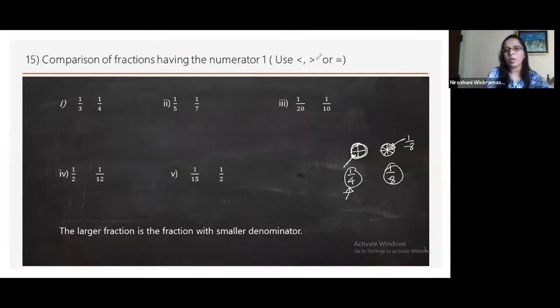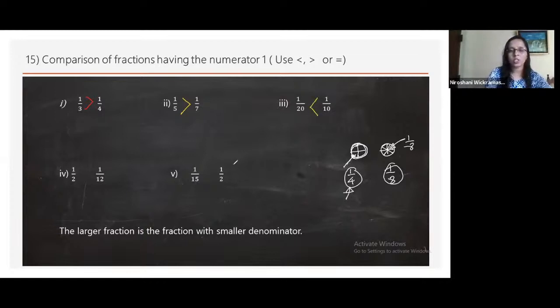Then we can use one of these signs to represent this. According to this, the denominator here is smaller, so this one is the larger one. Look, which denominator is the smallest here? 5. So this is the largest one. What is the largest denominator? 1/10. 10 is the largest, so that is the smallest fraction.